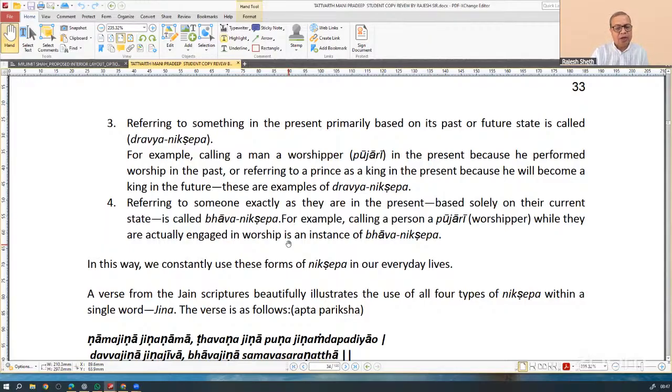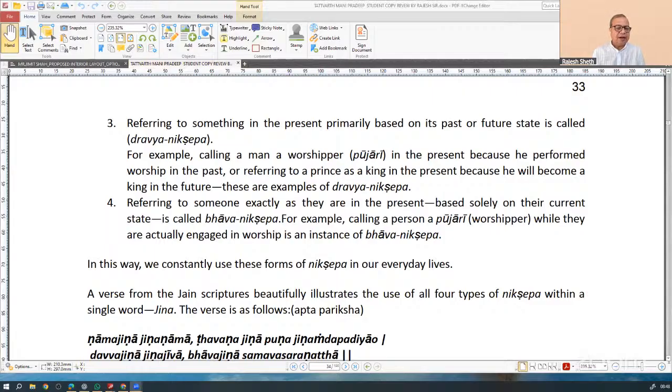Similarly, one who was worshipping the idols previously is called a pujari. Okay. For example, calling a man a worshipper in the present because he performed worship in the past, or referring to a prince as a king in the present because he will become a king in the future. These are the examples of Dravya Nikshep, designation by substance. The last one, Bhav Nikshep, designation by mode: referring to someone exactly as they are in the present, based solely on their current state, is called Bhav Nikshep. For example, calling a person pujari while they are actually engaged in worship is an instance of Bhav Nikshep.